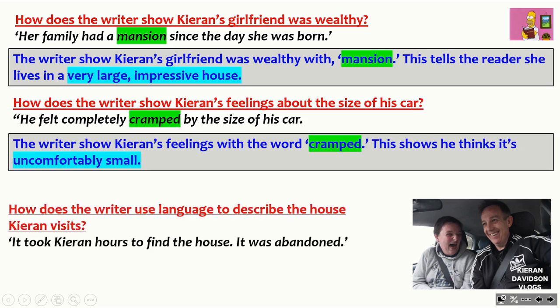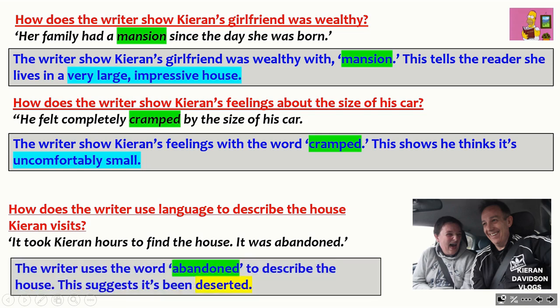And final one, how does the writer use language to describe the house Kieran visits? I've not highlighted one on this quote, but the quote that I would probably zoom in on would be abandoned. Again, human dictionary, what does abandoned mean? This suggests the house is deserted. So all you're doing is picking out a word and saying the effect on the reader.